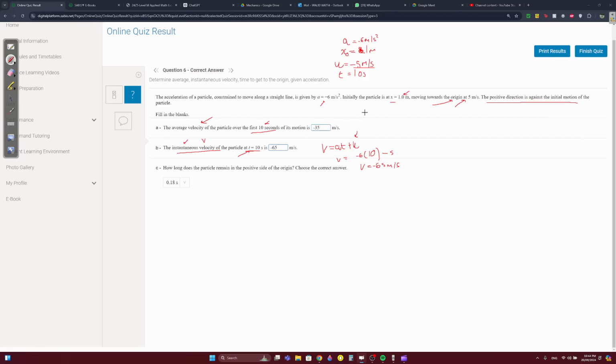Why I got this question wrong is because I forgot to put u as negative 5. I kept it as positive 5. Please don't make that mistake. I saw 5 and said it's 5. I didn't read the toward the origin part. So please make sure in the exam you read every question at least twice.